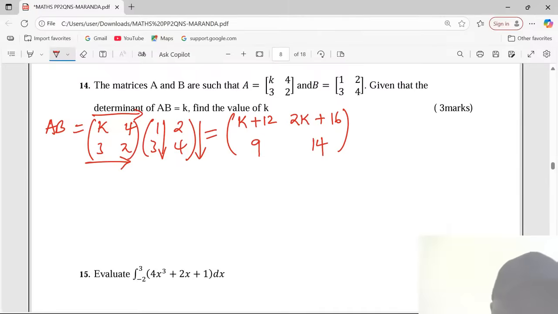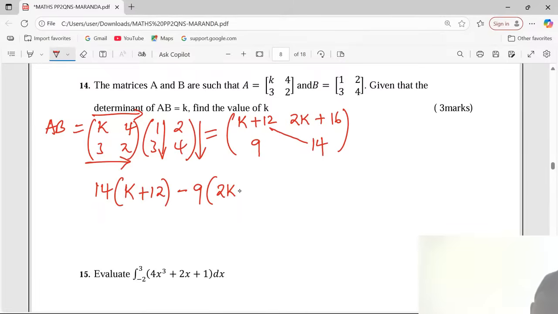And we have been told that the determinant of this product now is equal to K. What is the determinant? When we multiply the elements in the leading diagonal minus the product of elements in the other diagonal, we should get the determinant. Therefore, the product of 14 and K plus 12 minus the product of 9 and 2K plus 16 should give us the value of K. That is what it means.